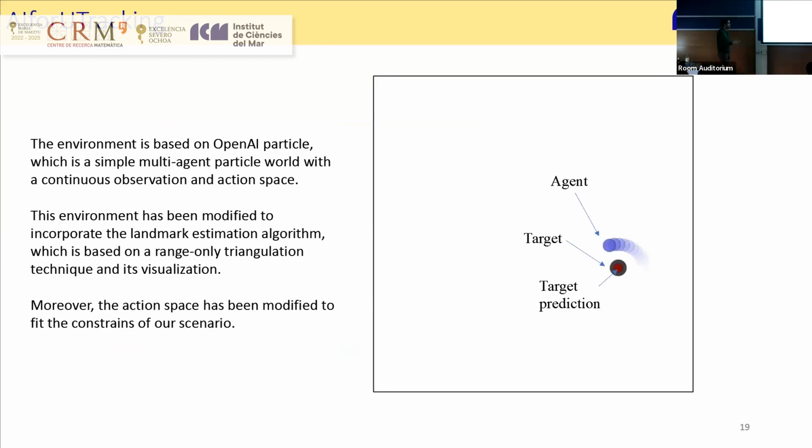So this is the reward function, a key function in order to guide the agent and find the policy. And then we also need an environment in order to train the algorithms. So we modify the OpenAI particle environment in order to use target prediction models and try to optimize for our scenario. Here we can see the blue dot represents the agent that moves in this environment and tries to localize a target that is represented with this black dot. And we also incorporated the target predictions using least square algorithms.